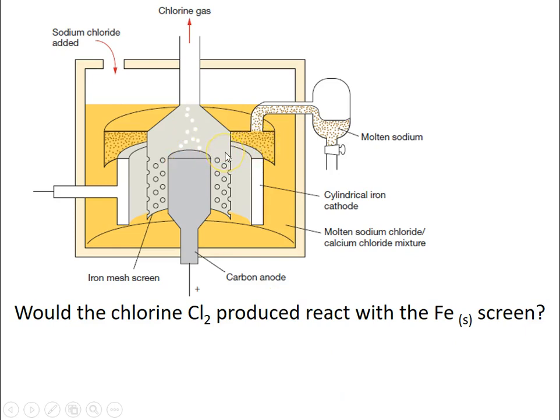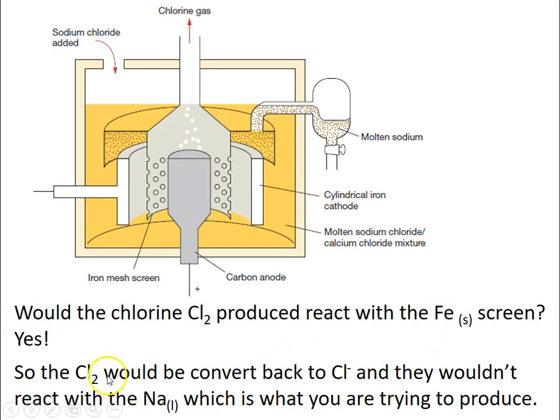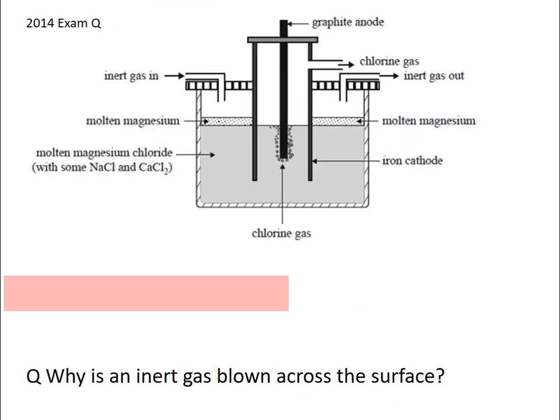Would the chlorine react with the iron? If you look on the electrochemical series, you can see that chlorine is a very strong oxidizing agent, and iron is a strong reducing agent. So they're in that negative gradient, so that they would spontaneously react. So the chlorine would convert back to the chloride ions, and then it wouldn't react with the sodium. So eventually this iron mesh would erode.